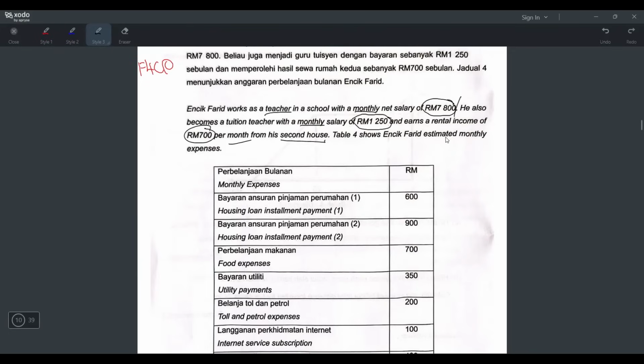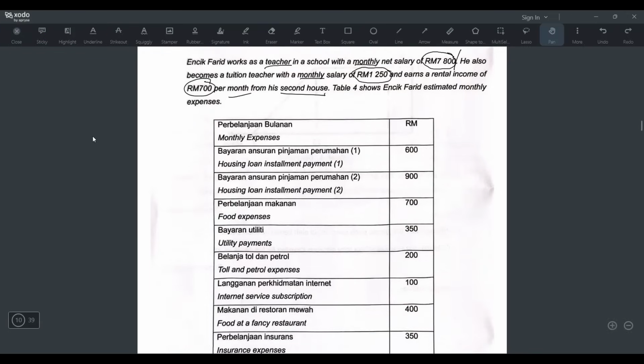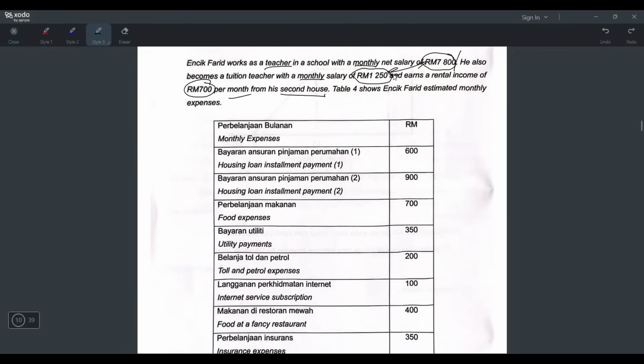Table 4 shows Encik Farid's estimated monthly expenses. So the whole table here, everything here is for the expenses, the perbelanjaan. And then these 3 are the pendapatan, the income. Okay, let's scroll down. Oh, by the way, these two, we call it active income, because you have to be there to earn the money. This is called the passive income, the rent received. This one you don't have to be there. You just rent out your house and the money will come in every month. Okay, that's the passive income.